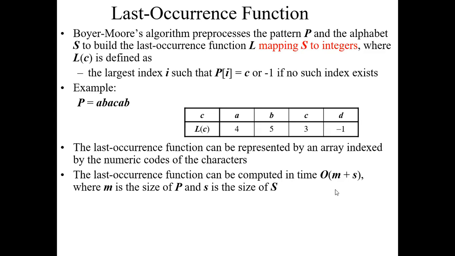So to calculate this last occurrence function, हमें time big O of m plus s क्यों लग रहा है? M is size of the pattern and s is size of the alphabet. My question is, why is the time taken big O of m plus small s? Where small m is size of the pattern and small s is size of the alphabet. जैसा इस pattern में my alphabet could have been small a to small z.